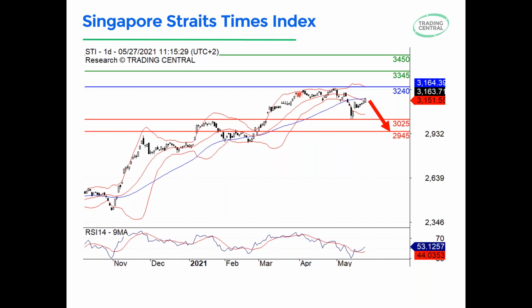STI topped out in March and April, and it made a correction in May. Now we have to see a return back to this 3,240 level, just around the upper Bollinger Band. We have to see the index return to this level again to turn our view bullish, okay? We are not very bullish. In fact, we are not very bullish at the moment, okay? So we have to let the market tell us. I hope that later this RSI will break out and give us the first bullish sign, okay?